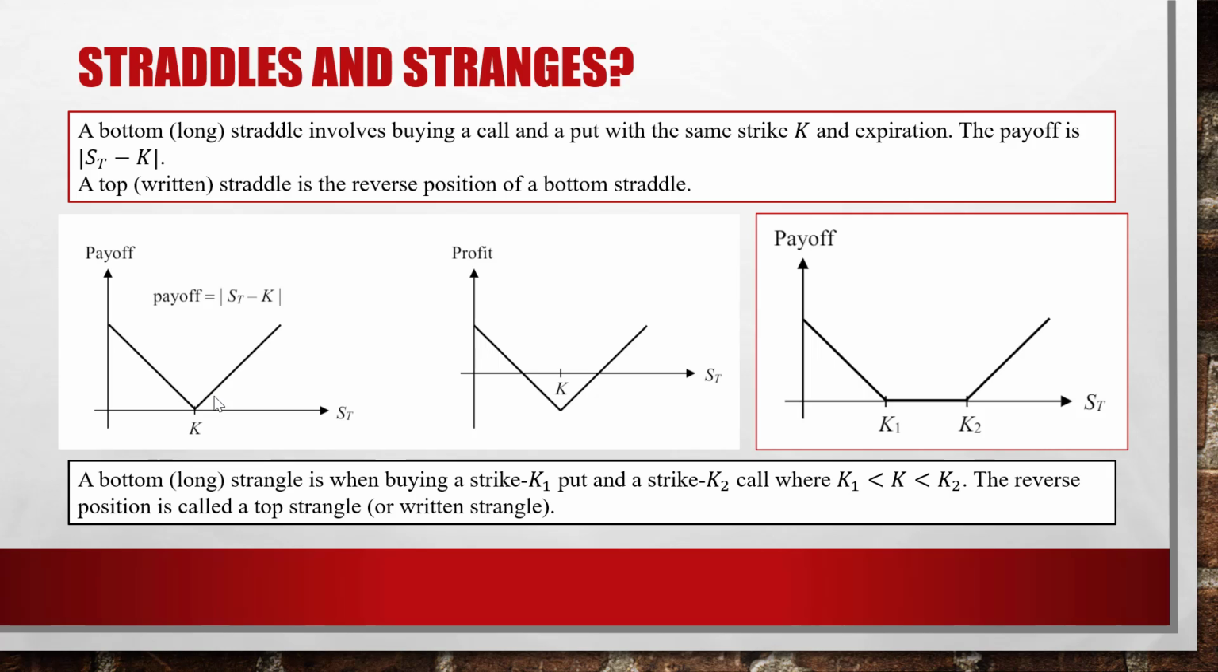A bottom long strangle is when buying a K1 put and a K2 call, when K1 is less than K and less than K2. The reverse position is called a top or written strangle.